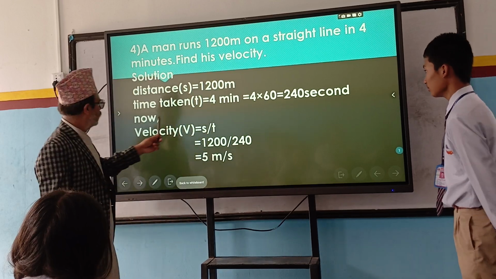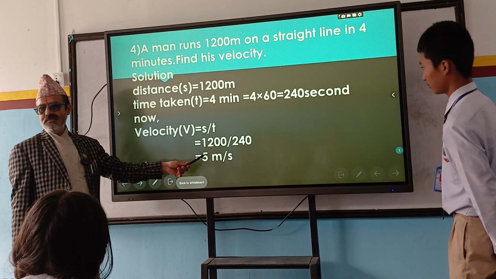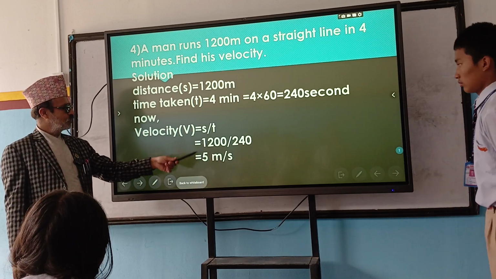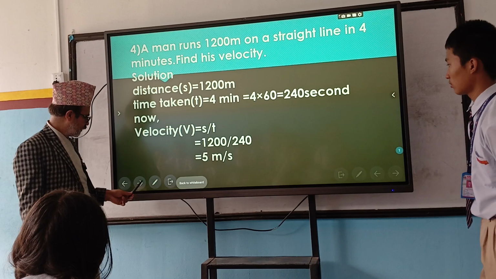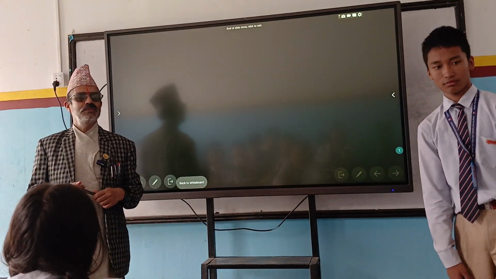40 seconds. Then velocity V equals to what is the formula? Distance traveled by time taken. Then 1200 by 245 meters per second. So give him a big round of applause.